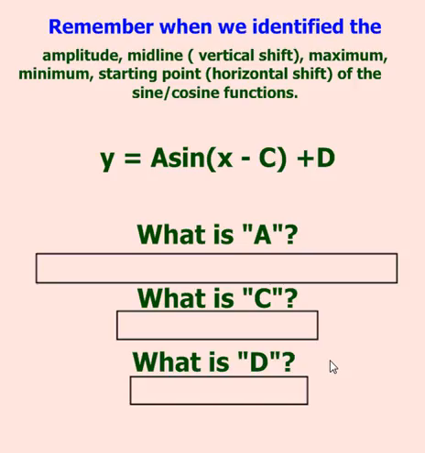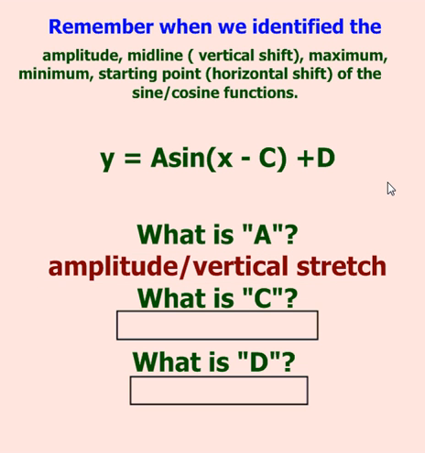Alright, so we're going to start talking about translations of a graph. So remember when we identified the amplitude, midline, maximum, minimum, starting point of the sine and cosine functions? Let's take a look at what the a value was. We said that the a value in this function represented the amplitude. What we will actually call that now is a vertical stretch. So amplitude is the same thing as a vertical stretch. Amplitude is just a fancy word for when we're talking about sine and cosine functions.